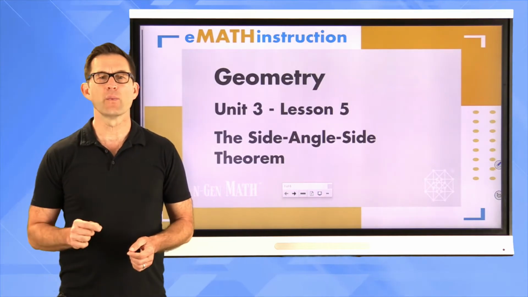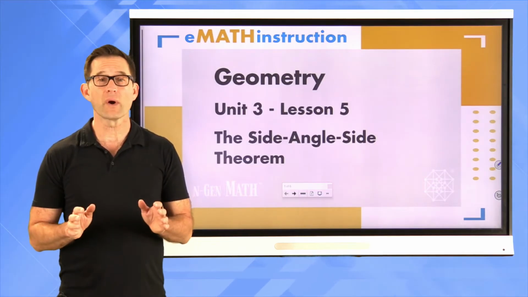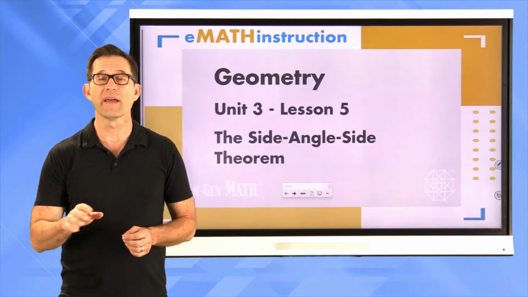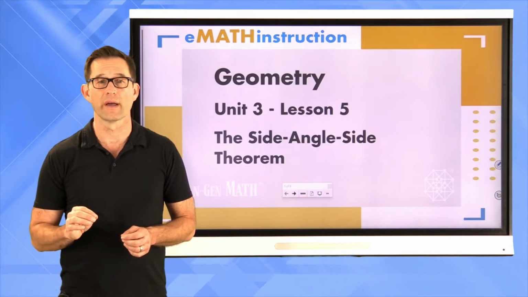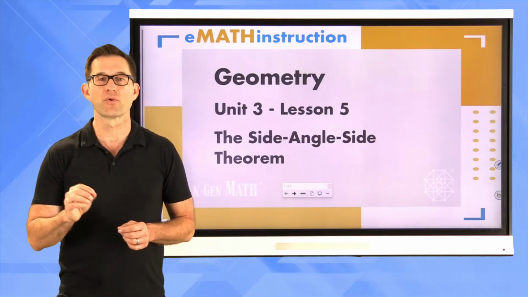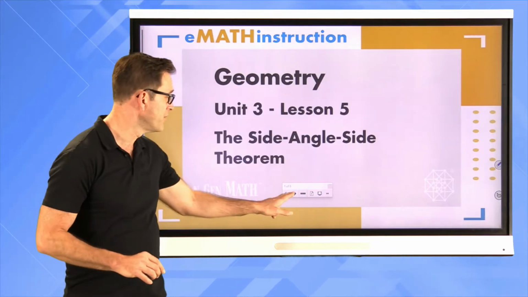Now in our last lesson we looked at the side-side-side theorem, which allowed us to conclude that two triangles are congruent as long as the three sides of one triangle are the same length as the three sides of another triangle. In today's lesson, we're going to see another way that we can prove that two triangles are congruent with a limited amount of information. Let's get right into it.